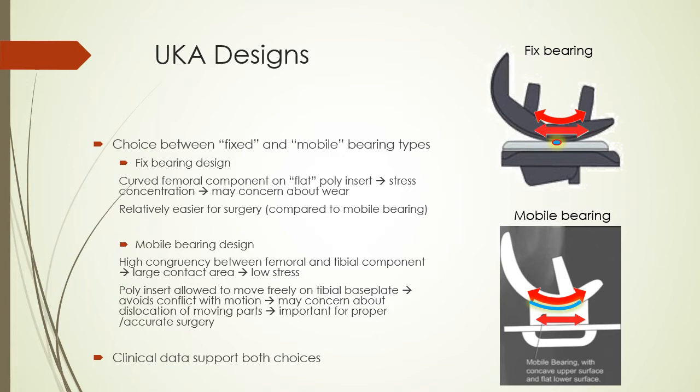This avoids the conflict with motion caused by the high congruence between the femoral component and the poly. But because we then have a large moving part in the joint replacement, there may be concern about dislocation of the moving part. So with that freedom, the knee probably has to be properly balanced soft tissue-wise, such that it would not have too much freedom that causes problems.